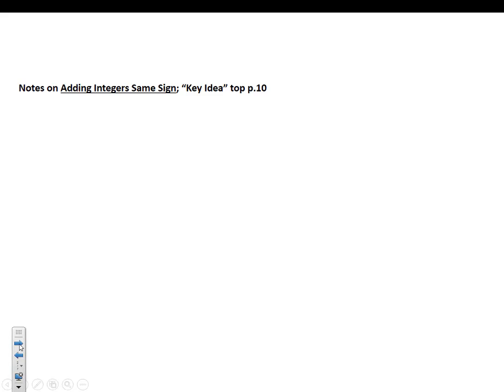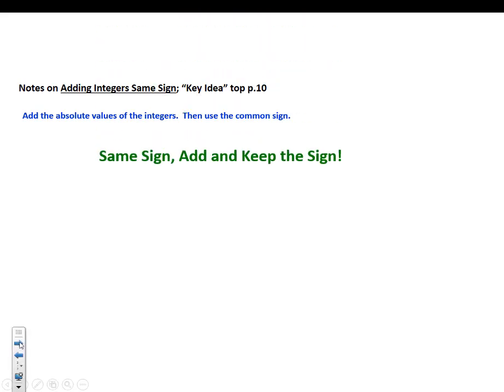You went to the book because that's what you were asked to do, so you did it. You were responsible. And you went to the top of page 10. You read the key idea on adding integers with the same sign. This is what it said: add the absolute values of the integers, then use the common signs. You probably wrote that down word for word, just like I copied it from the book. That's okay. I'm going to make it simpler, because that can be a little confusing to understand right now and apply rather quickly. So I'm going to simplify that to: same signs, add and keep the sign. Same sign, add and keep the sign.